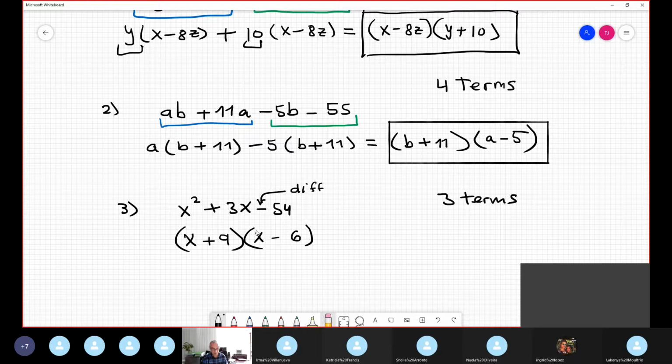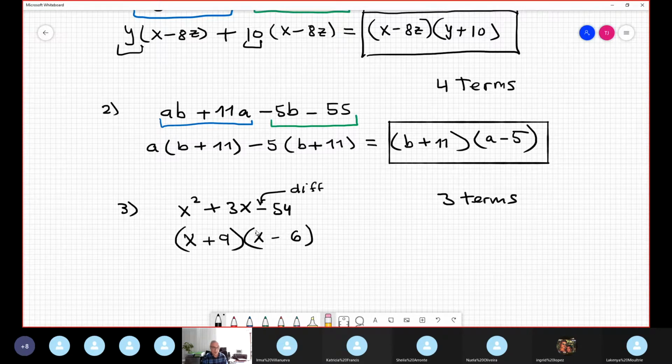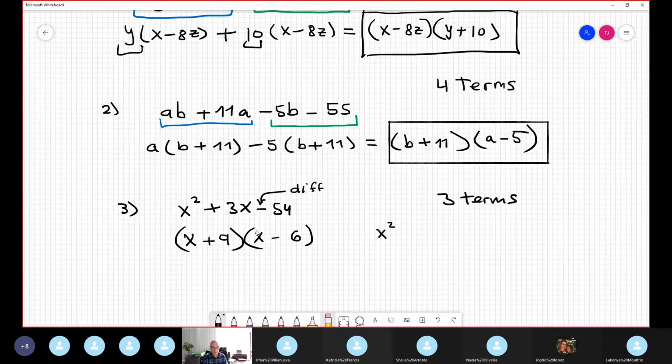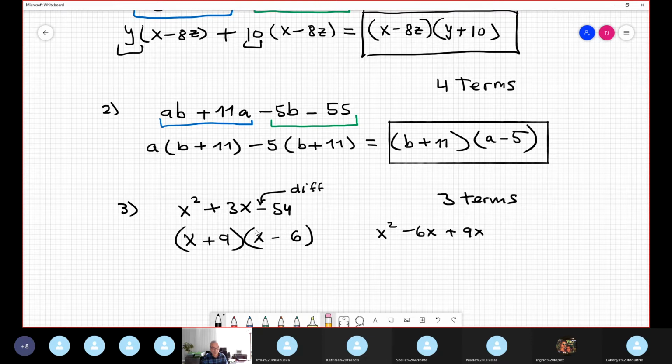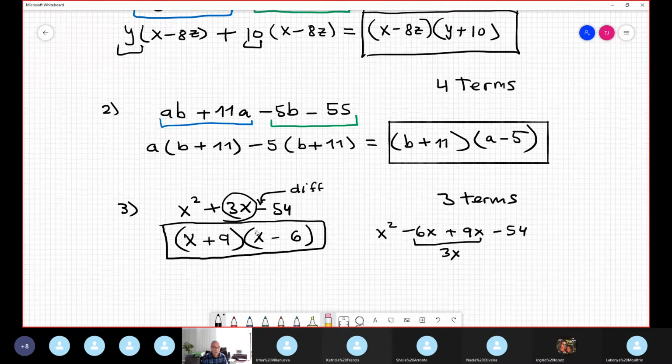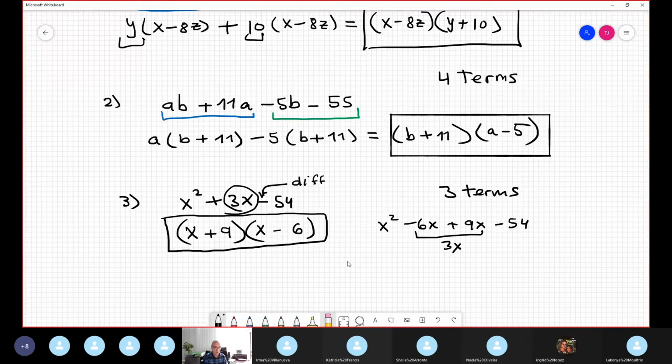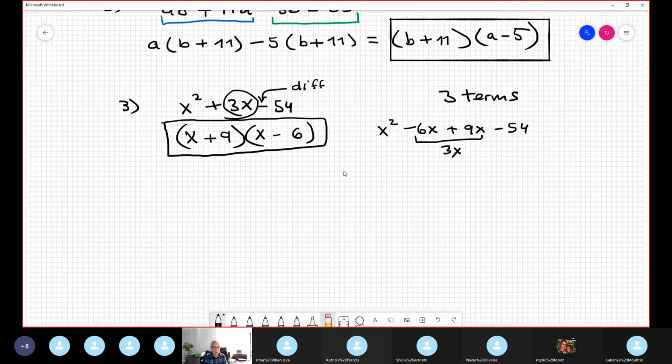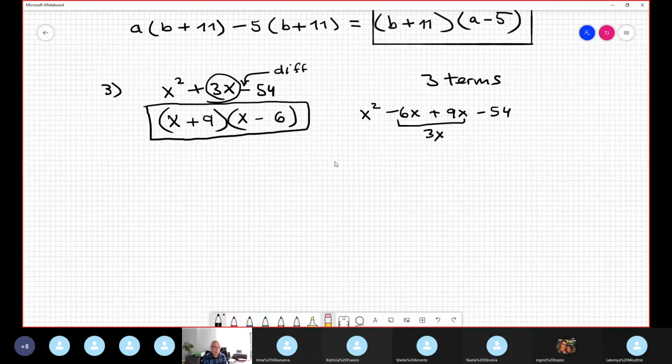Just in case, I FOIL for verification. Multiplication: x times x, x squared. x times minus 6, minus 6x. 9 times x, plus 9x. And this, 9 times minus 6, negative 54. When you combine like terms, this and this, it's 3x, exactly like the original trinomial. And then the answer is this. Guys, verification on the trinomial is mandatory, because sometimes it's very confusing. Sometimes you believe that you got it, and no, you didn't. Okay, number 4. Any question?